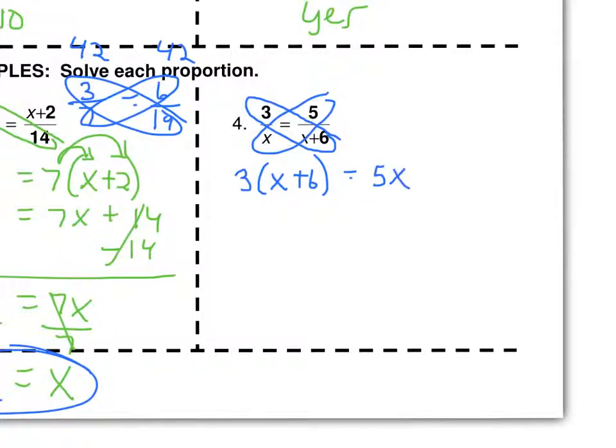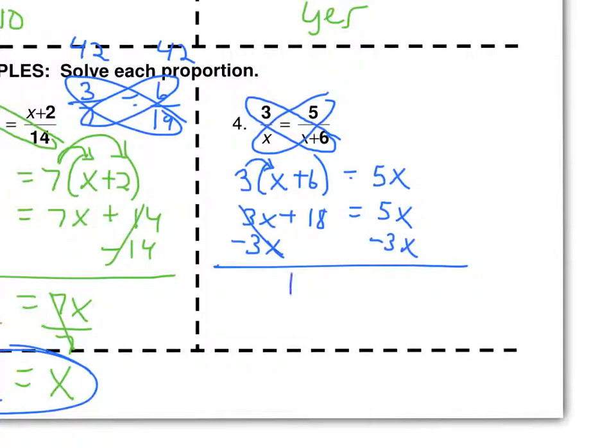I'm just going to solve for x. So I do distributive property. 3x plus 18 is equal to 5x. Now remember, when you have variables on both sides, you need to subtract one or add one. If they're positive, you subtract. So we're going to subtract 3x from both sides.